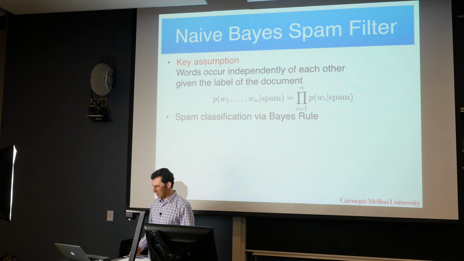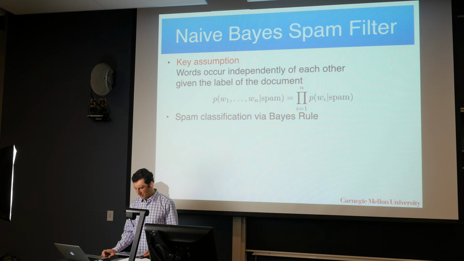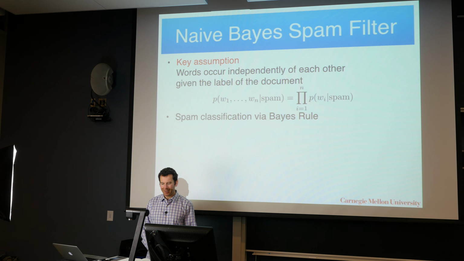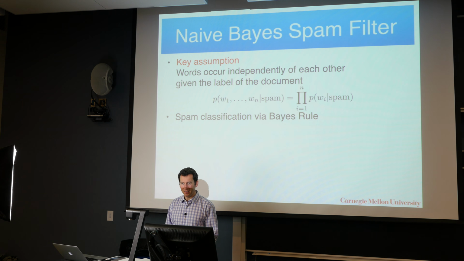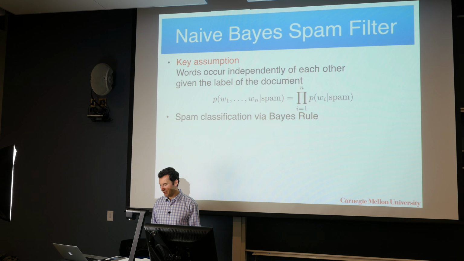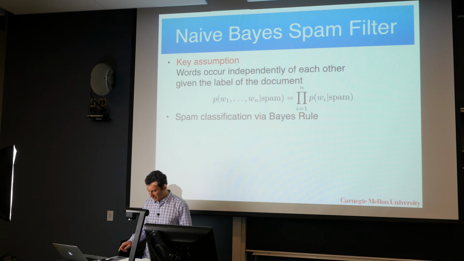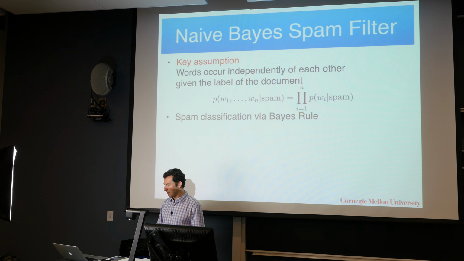So the first assumption that I'm going to make is, because we're going to build a Naive Bayes spam filter. Sometimes people talk about a Bayesian spam filter, and what they mean is really a Naive Bayes spam filter. You can do a lot of other Bayesian things than Naive Bayes. Naive Bayes is actually not very Bayesian at all, but it just uses Bayes' rule. The key assumption that I'm making is that the words occur independently of each other, given the label of the document.